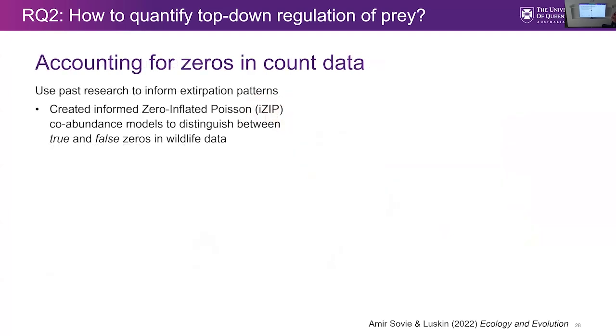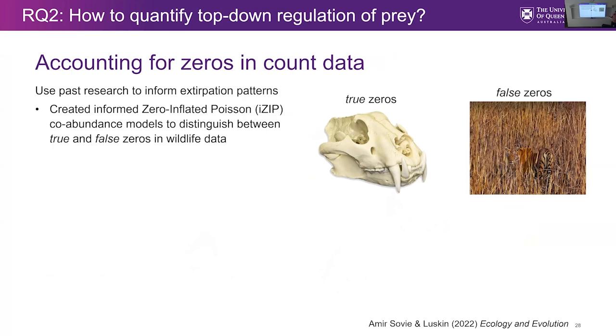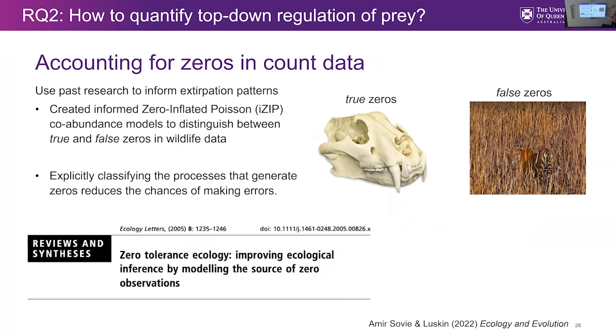Now, the novel approach with this co-abundance model is that we use this past research from my prior research question to inform extirpation patterns, and I created an informed zero-inflated Poisson co-abundance model. So we were able to distinguish between true zeros, when a species went extinct from a landscape, versus false zeros, when the species is present in the landscape but not detected at every sampling location. We know from past research conducted by some CBCSers that classifying the processes that generate zeros reduces the likelihood of making errors and therefore strengthens our ecological insights.